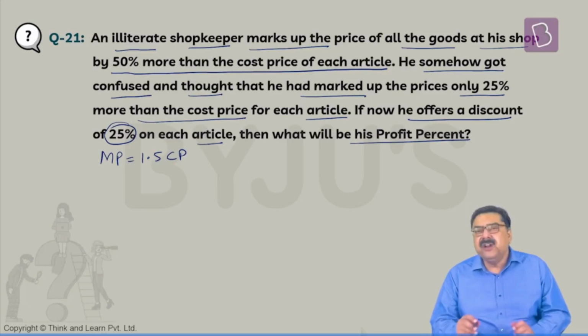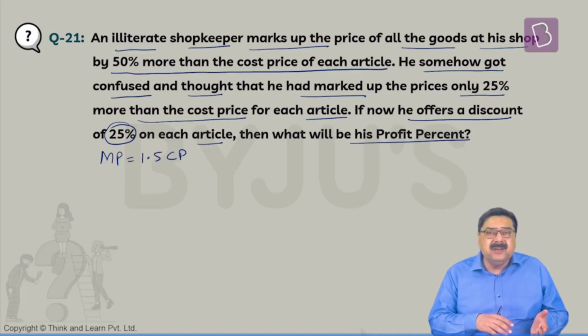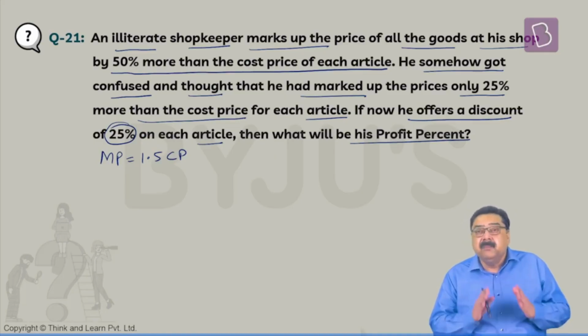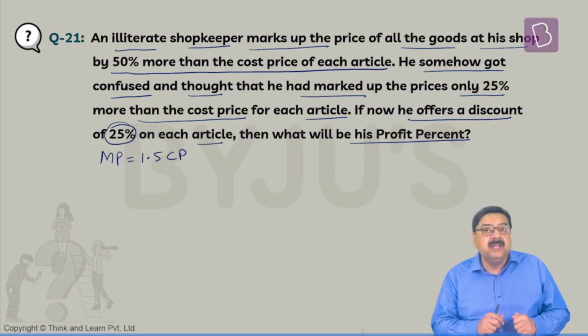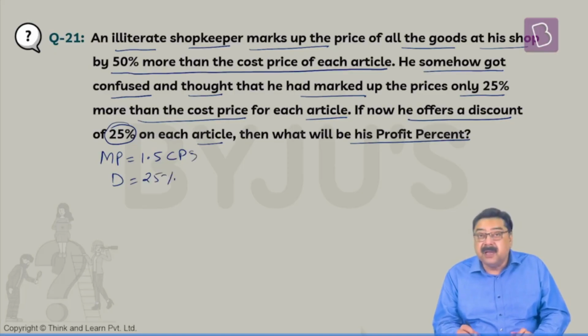So we are not bothered about the shopkeeper getting confused and thinking that he had marked up the price by 25% or 50% or 30%. But what we are bothered about is the discount that now he is going to offer. So the discount is 25% on this item, on the marked price, which is given to us here as 1.5 times CP.